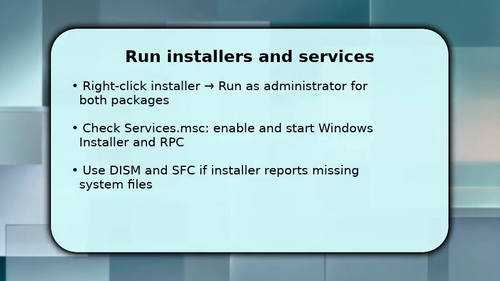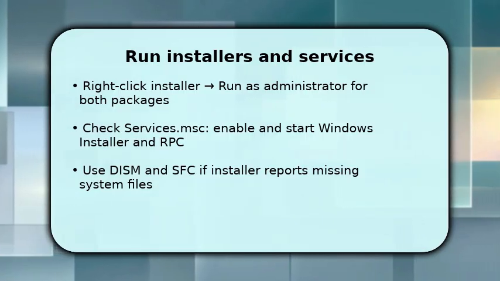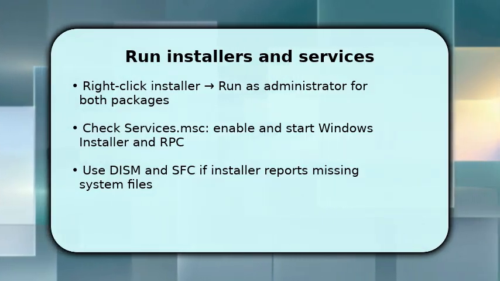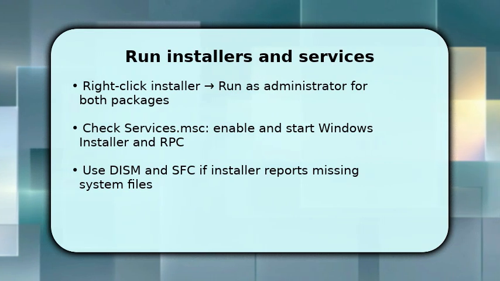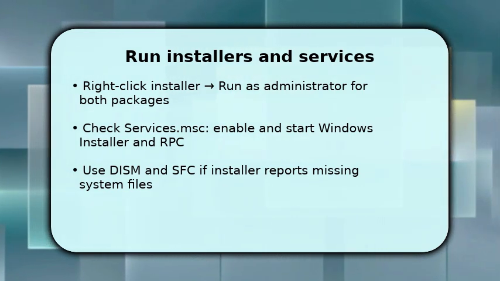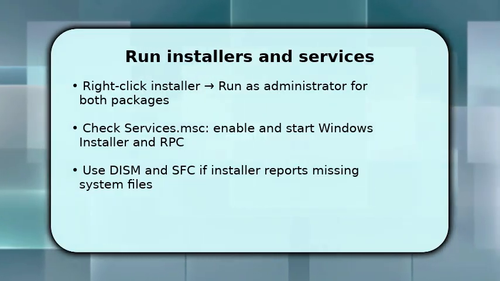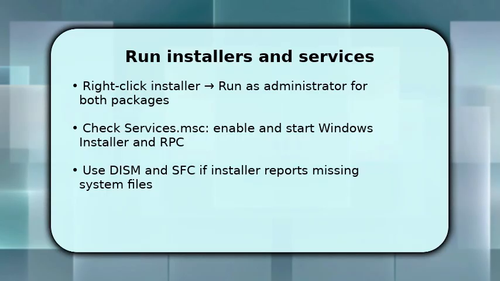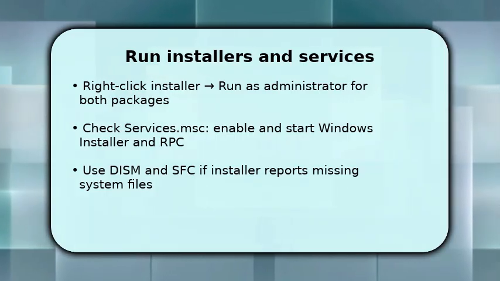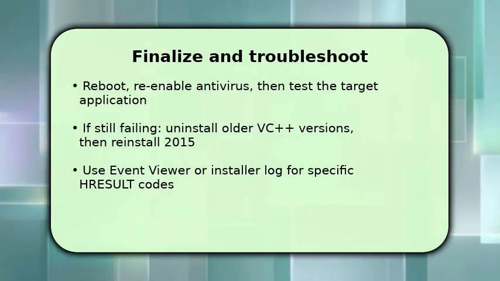If an installer reports missing or corrupt system components, run dism /online /cleanup-image /restorehealth, then sfc /scannow. These commands repair component store and file integrity. Once the services and system files are healthy, retry the install, finish by rebooting, re-enable your antivirus, and test the application that required Visual C++ 2015.